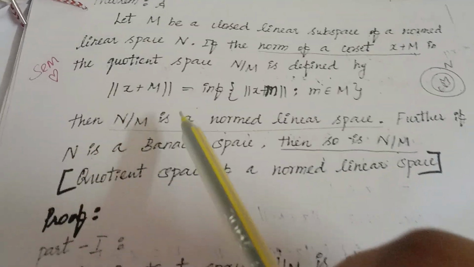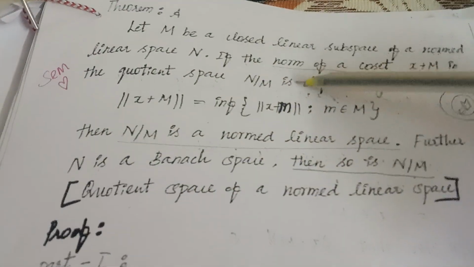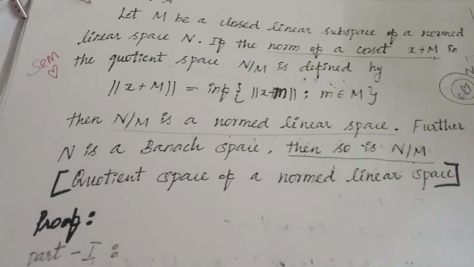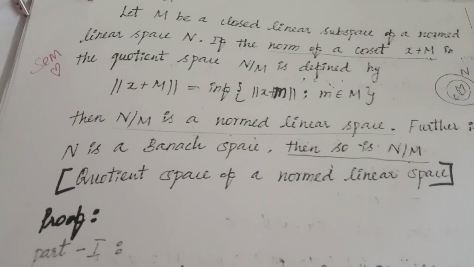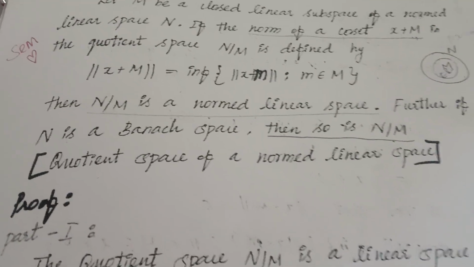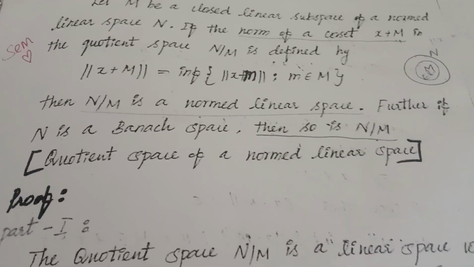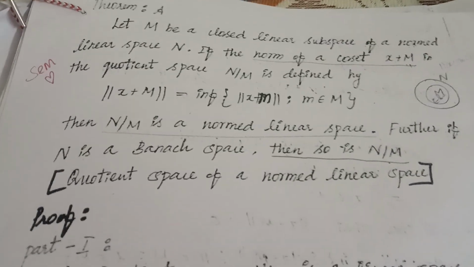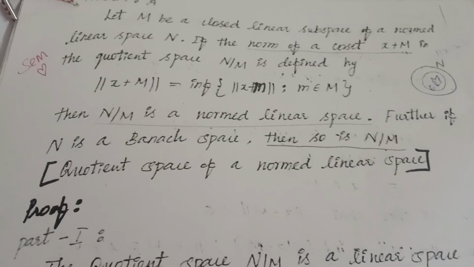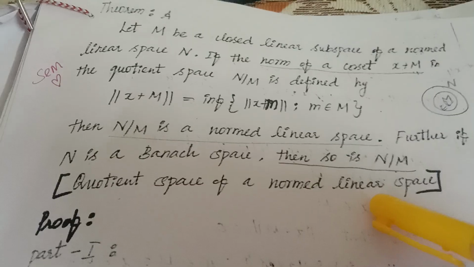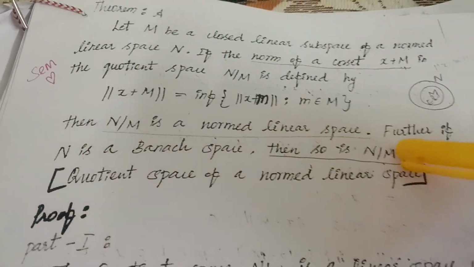Then what we have to prove is that if N/M is defined in the quotient space like this, and M is the closed linear subspace of the normed linear space, then the quotient space N/M is a normed linear space. Further, if N is a Banach space, then N/M is also a Banach space. First we prove that the quotient space is a normed linear space, and then if N is a Banach space, we prove that N/M is a Banach space.